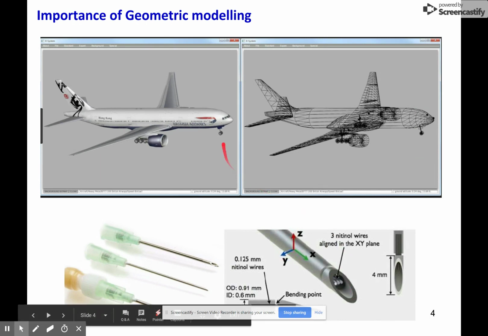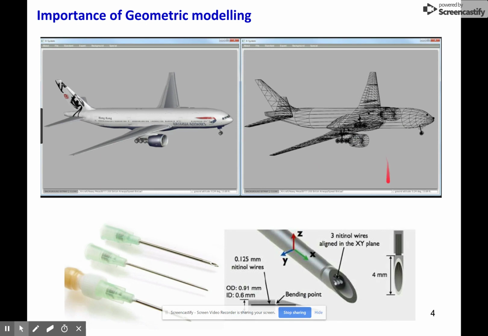So if you observe, right from the big object to the small minute part, we can design by using geometric modeling.